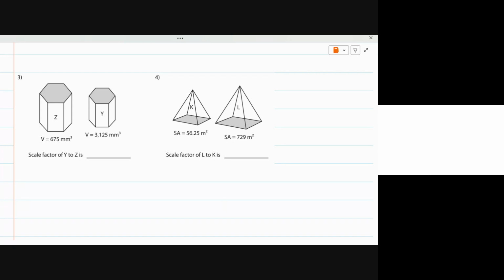Oh, sorry. Remove the comma. This is the comma, 56,25. No, it's 3,125. Okay.